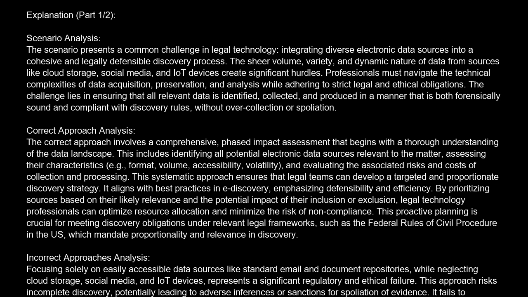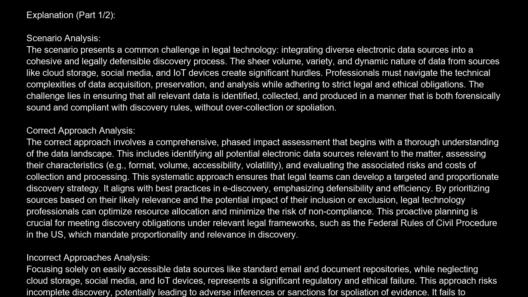Explanation. Scenario analysis. The scenario presents a common challenge in legal technology, integrating diverse electronic data sources into a cohesive and legally defensible discovery process. The sheer volume, variety, and dynamic nature of data from sources like cloud storage, social media, and EOT devices create significant hurdles. Professionals must navigate the technical complexities of data acquisition, preservation, and analysis while adhering to strict legal and ethical obligations. The challenge lies in ensuring that all relevant data is identified, collected, and produced in a manner that is both forensically sound and compliant with discovery rules, without overcollection or spoliation.